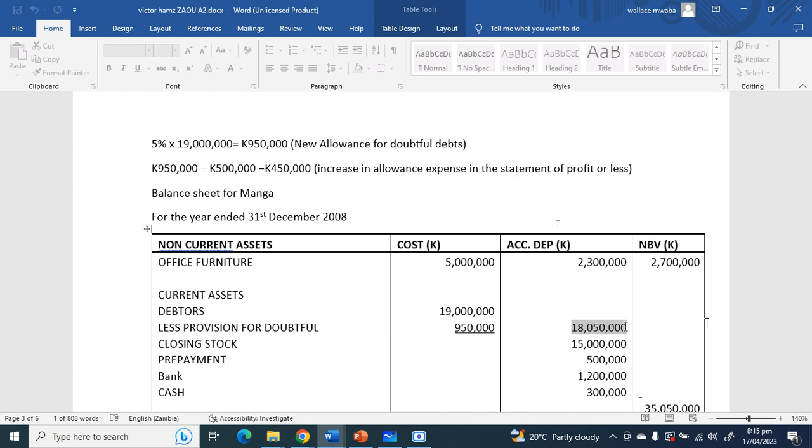Yeah, okay. At least it's being recorded. But anyway, you can ask if you are not clear. Colleagues, any questions on this adjustment we've done here for debtors?